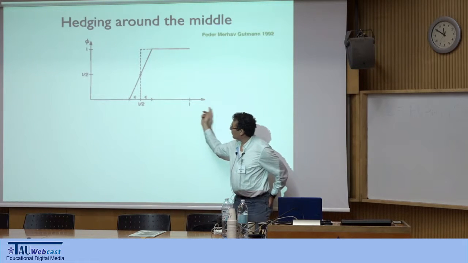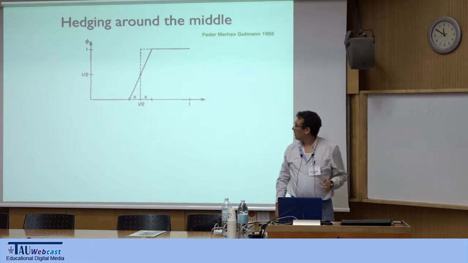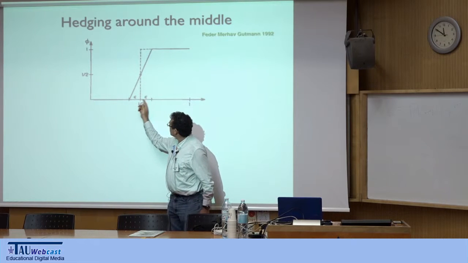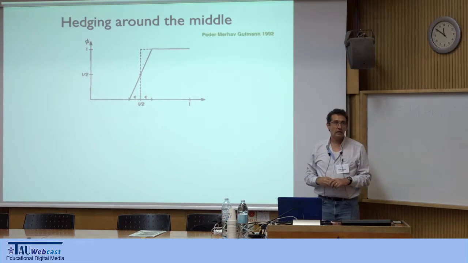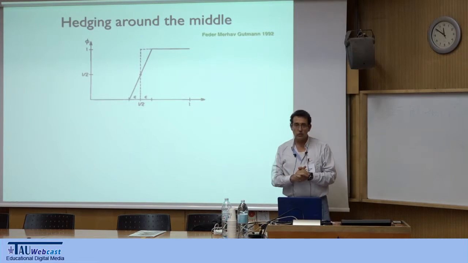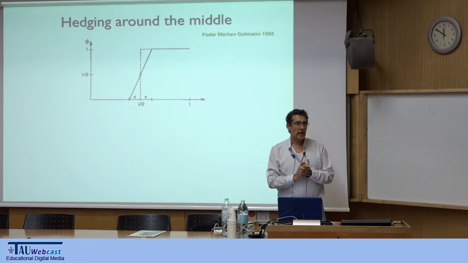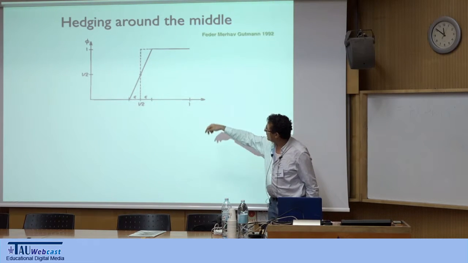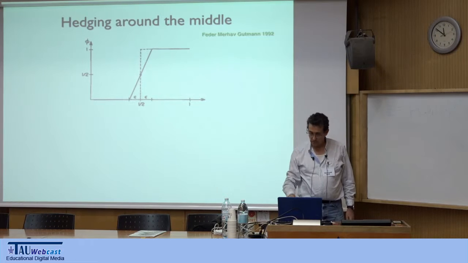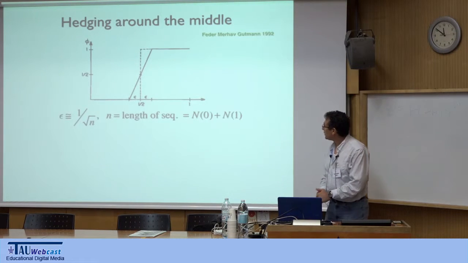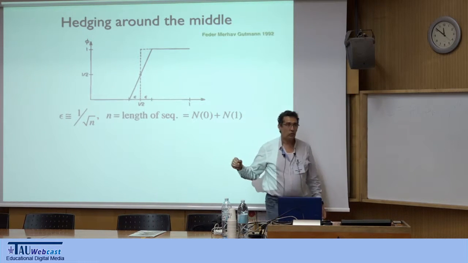The way that the paper had it is this figure. Here you have the fraction of ones, and here you have the probability with which you predict a one. Outside of some range around a half, you predict deterministically. If three quarters of the outcomes are one, and the sequence has been long enough, then you're going to predict one. But if it's close enough to a half, then you hedge, along this linear line. The important parameter is this width: how far from a half do you need to hedge? It turns out that a good choice is to set epsilon equal to 1 over square root of n, where n is the length of the sequence.